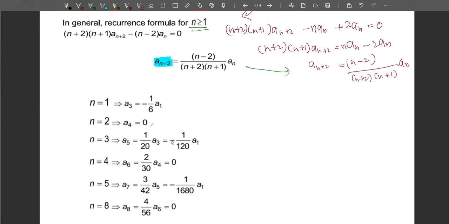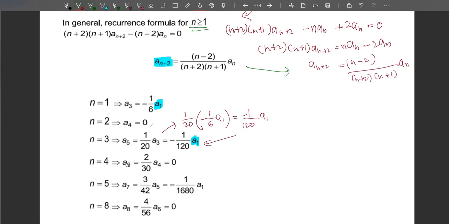So a5 in terms of a3. Remember what I told you in the previous video on the introduction to power series: everything needs to be in terms of a1 and a0. So you need to change it into a1. Therefore, from here, we should substitute a3 as negative 1 over 6 a1. That's why the value here would be negative 1 over 120 a1. There you go. It's the same one.